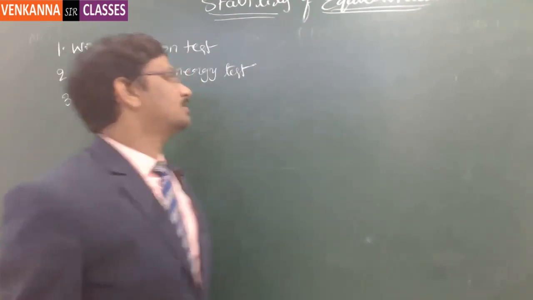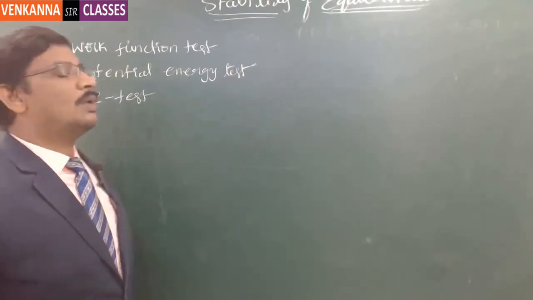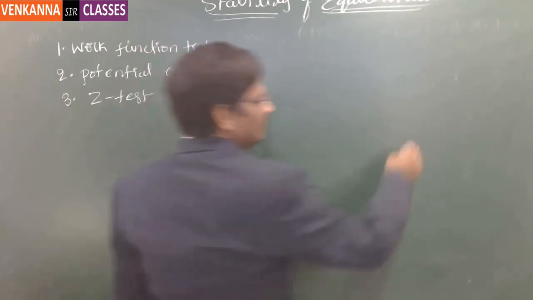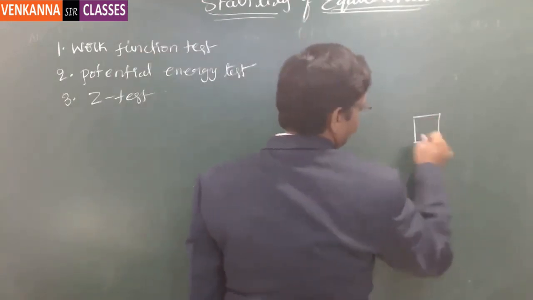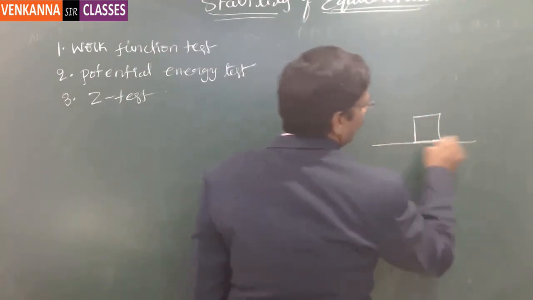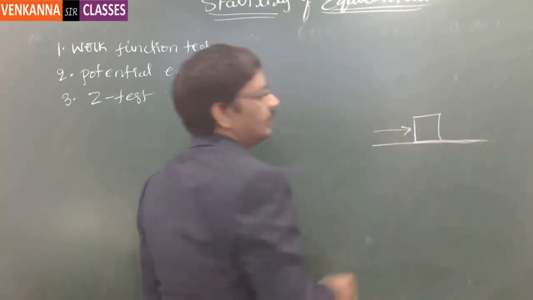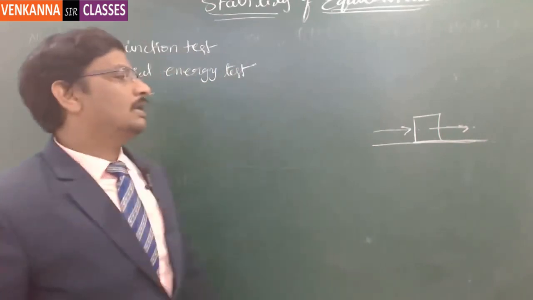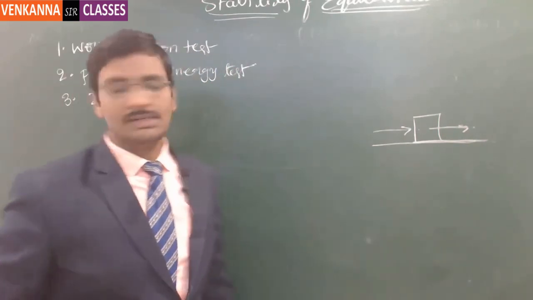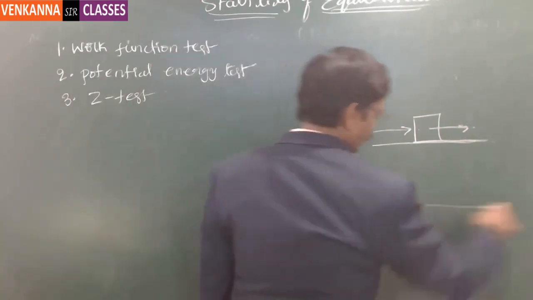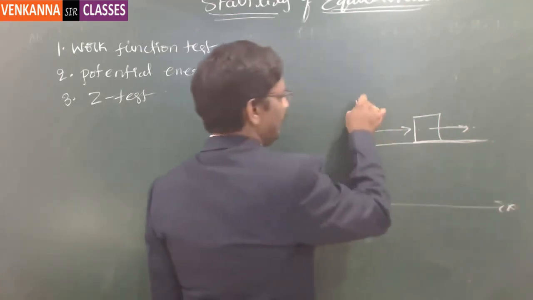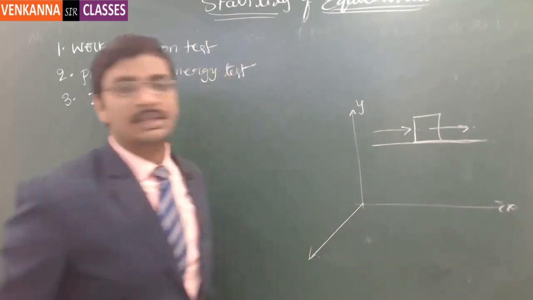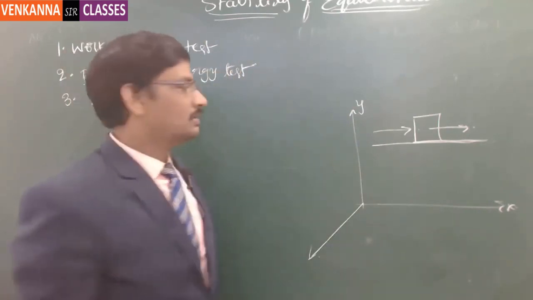Now, before understanding this, we need to understand what the work function is. The work function is nothing but, suppose there is a body like this, and on this body you apply a force like this, then this is going to make a displacement like this. And then if you put it on the coordinate axis, let us say this is the x axis, this is the y axis, and this is the z axis, the analysis will be much more systematic.